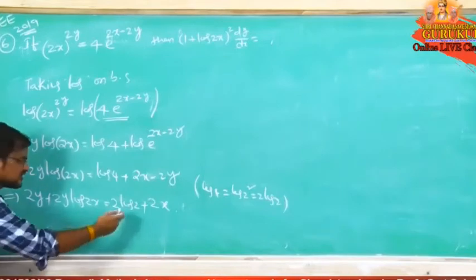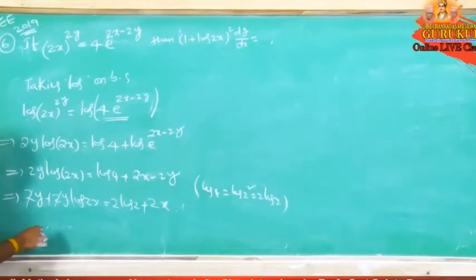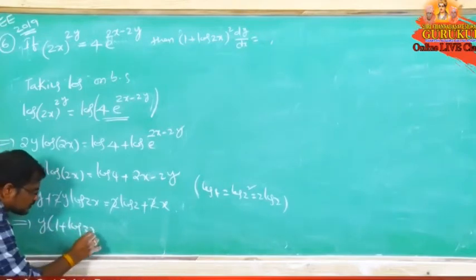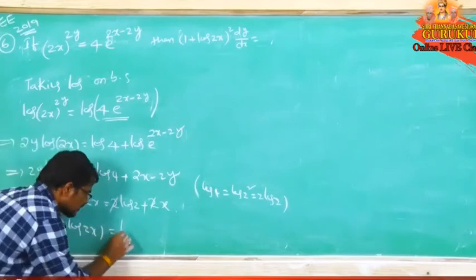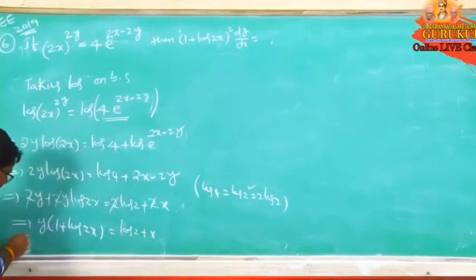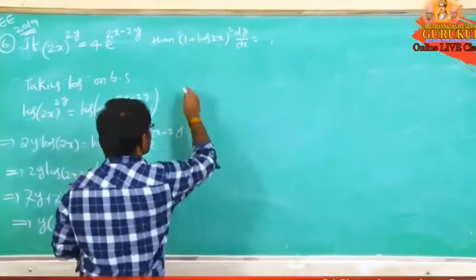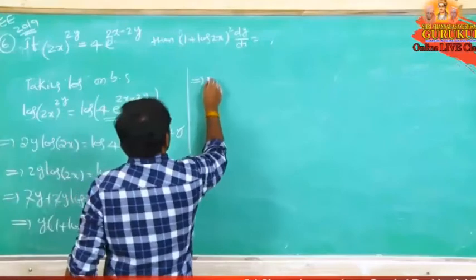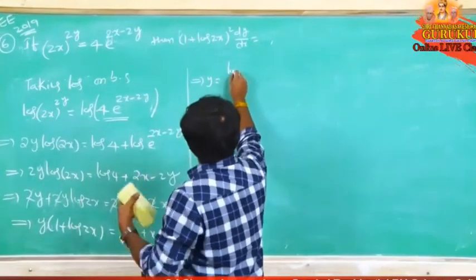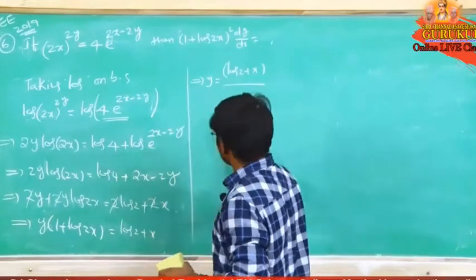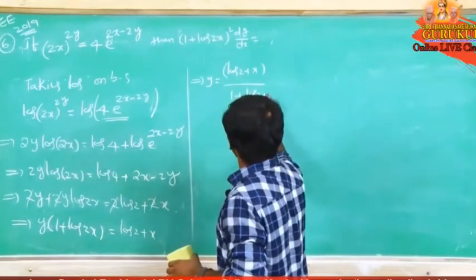Now is there any cancellation here? In all these 2 common and cancel. In these 2 what is common? Y common. 1 plus log of 2x equal to log 2 plus log x. Now our major work completed. Y equal to (log 2 plus x) whole divided by 1 plus log of 2x.